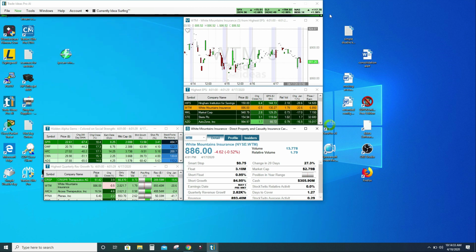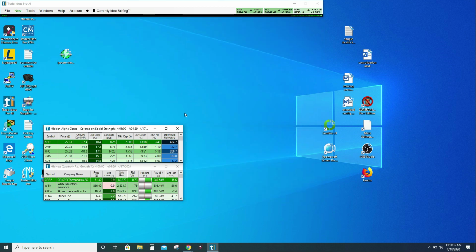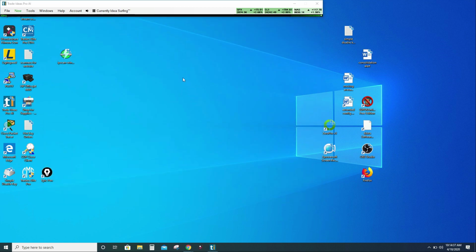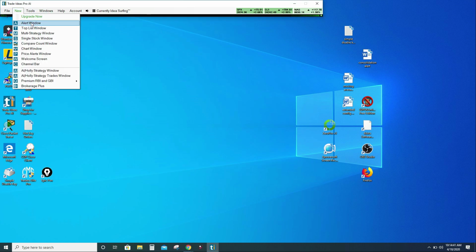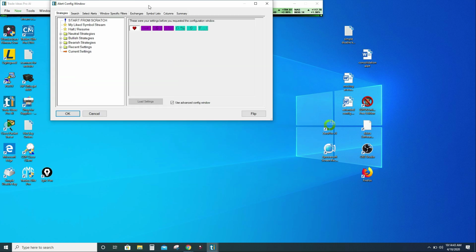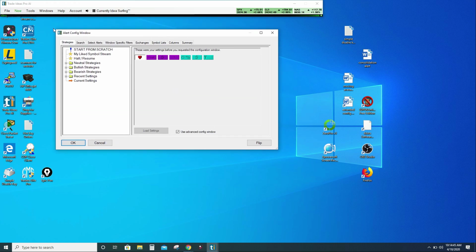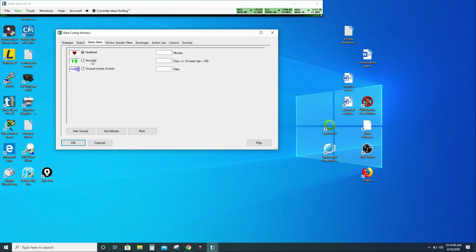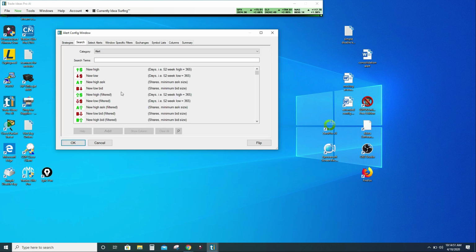All right, so let me exit out of all these windows here. And what you'll do is come over to New and then click Alert Window, and you can create your own here. So the first thing you're going to do is hit Select Alerts, and then come over to More, and these are going to be all the alerts that you can search for.